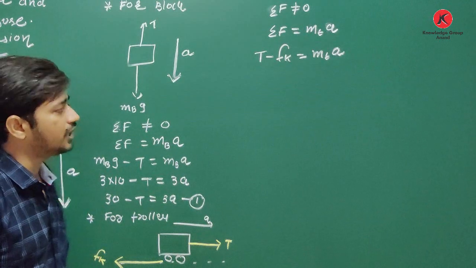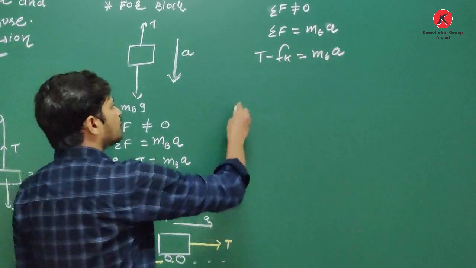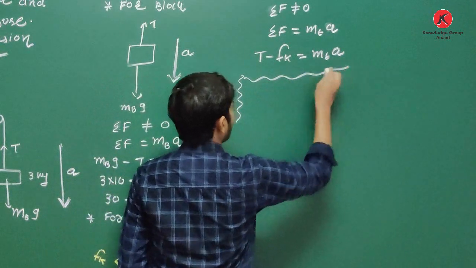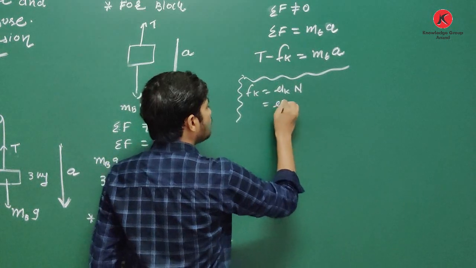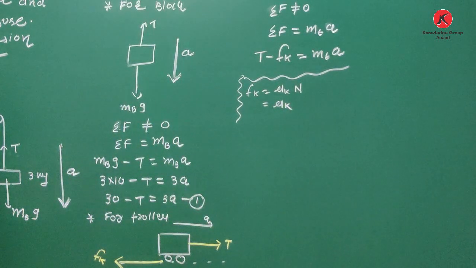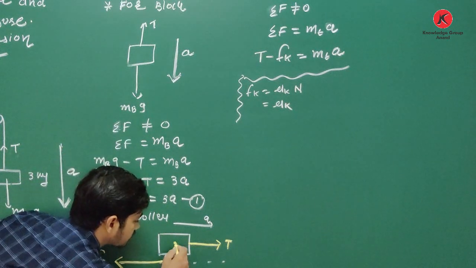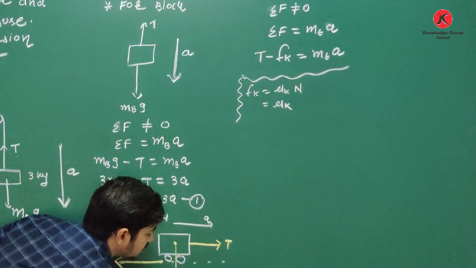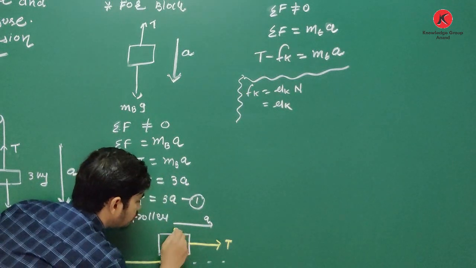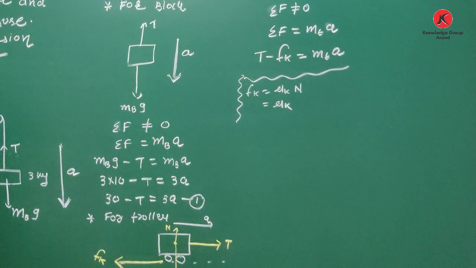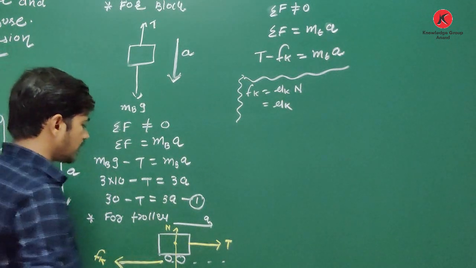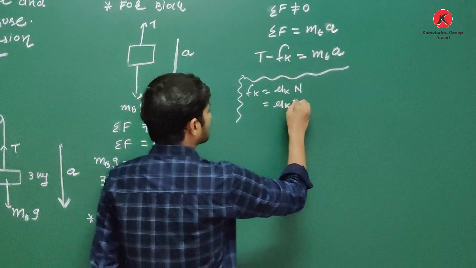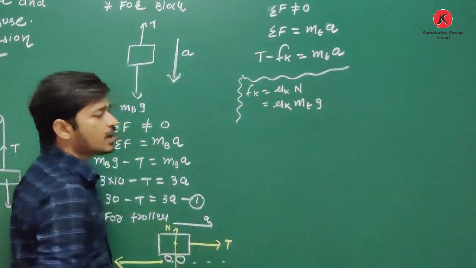Now how to find Fk? We know that Fk is equal to mu_k into N. What is the value of N on this trolley? In the downward direction it is m_t g, and in the upward direction it is N. Clear about this? So N equals m_t g. Then how to write? In mu_k N, I can replace N by m_t g.